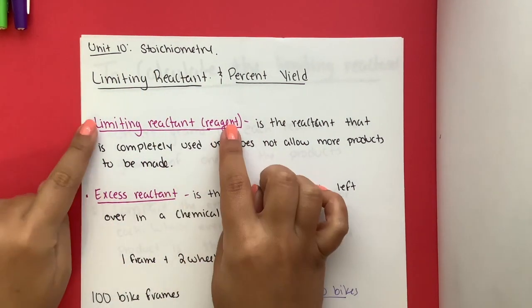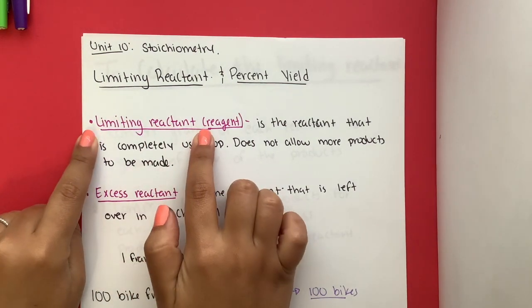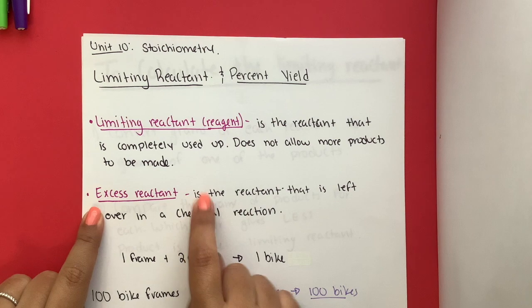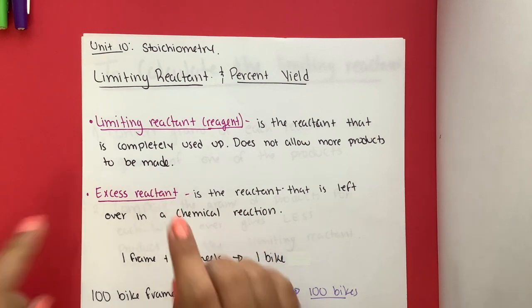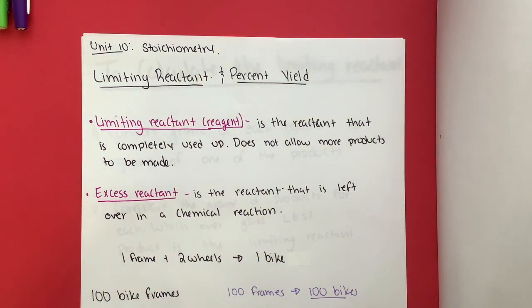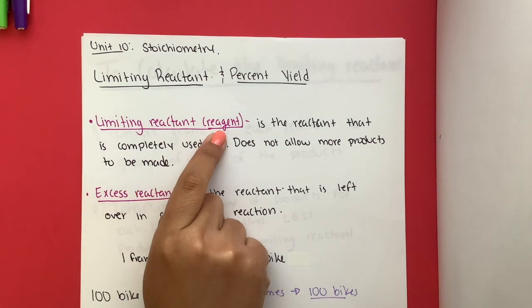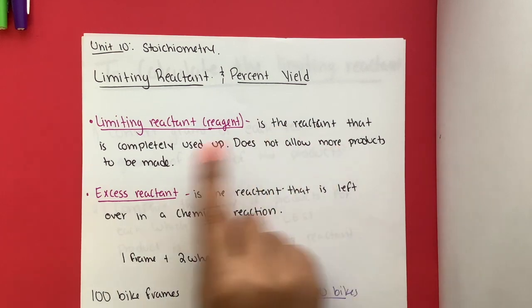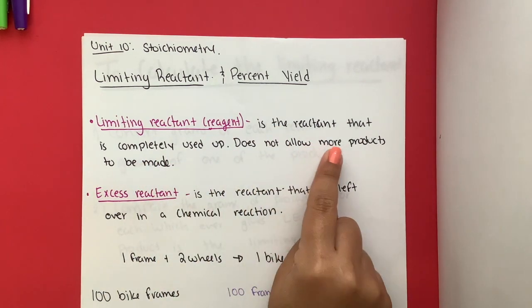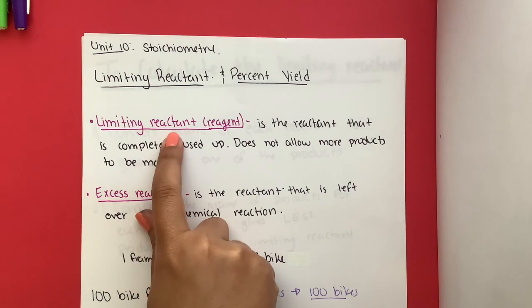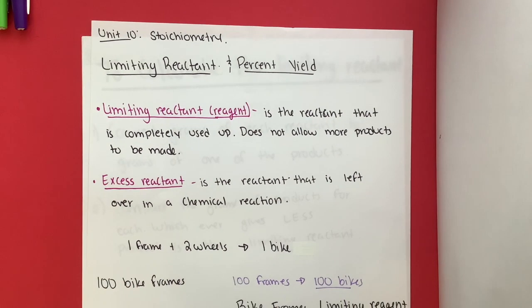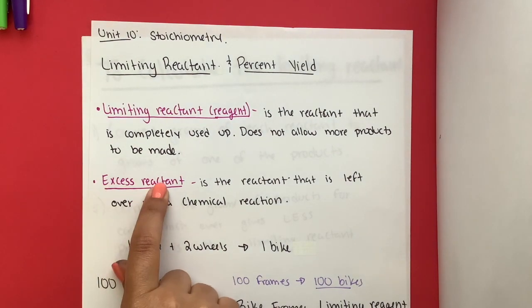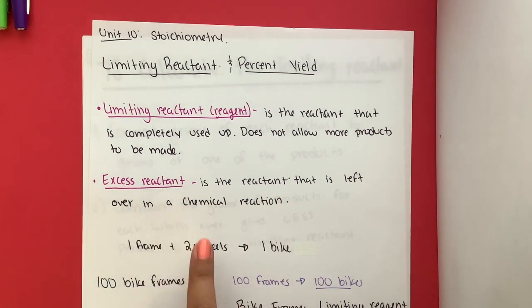Okay, but there's two things here. There's something called limiting reactant and excess reactant. Limiting reactant, remember the word reactant, those are the things that go in front of the arrow. Those are your ingredients. That would be your graham cracker, your chocolate, your marshmallow. So limiting reactant or reagent, same thing, is a reactant that is completely used up. It does not allow more product to be made. So your limiting reactant is what stops the reaction from making more product. The excess reactant is the reactant that is left over in a chemical reaction.